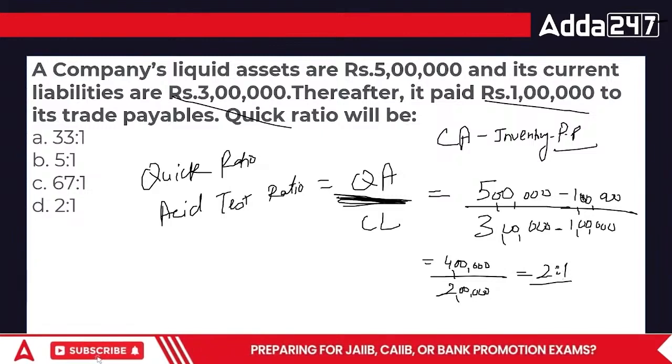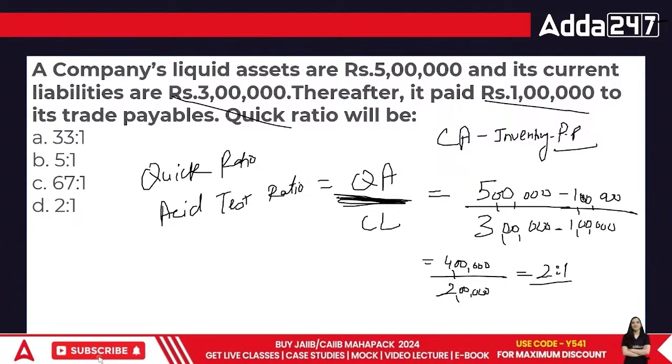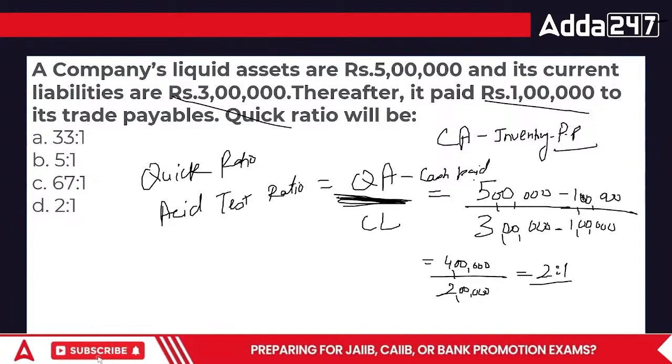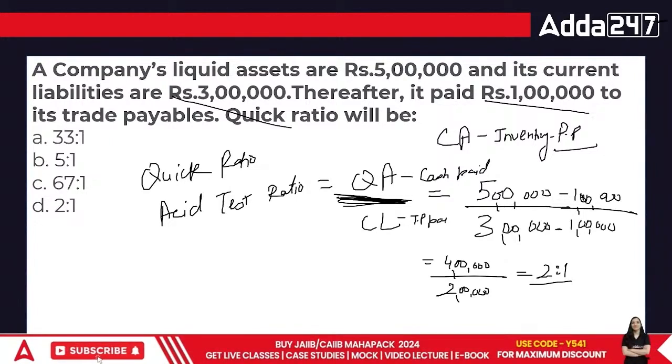Can you see the 3 lakh? See, from the quick assets, you are paying the cash. And this is what your trade payables are. The trade payables are paid off.